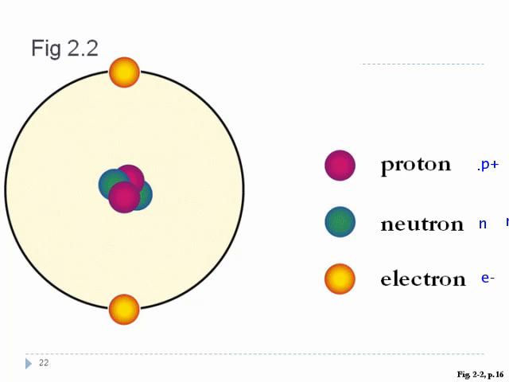And the arrangement of these particles is that the protons and the neutrons are in the center in an area that we call the nucleus. And the electrons circulate around the nucleus in spaces that are called electron shells.